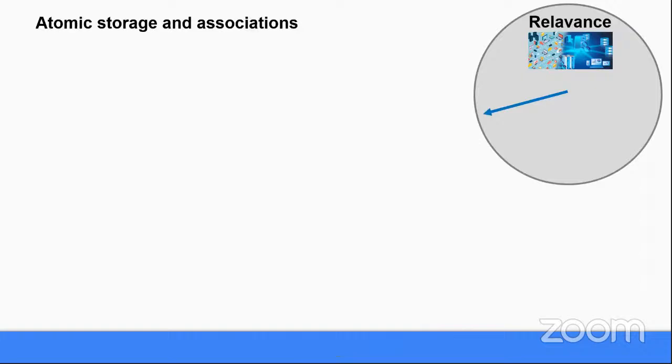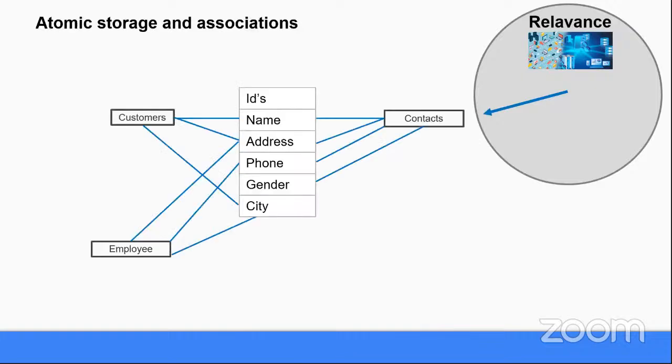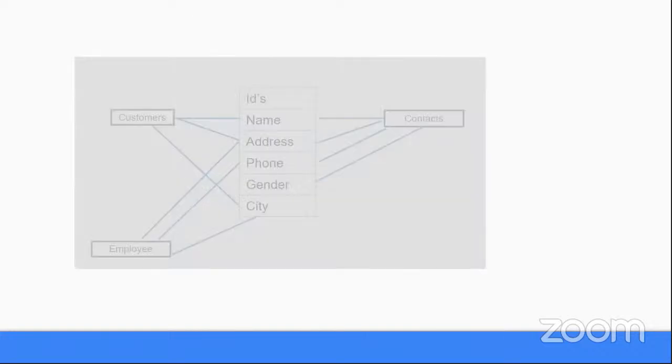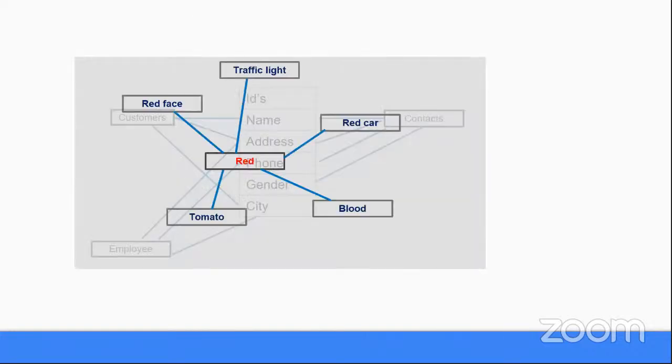On top of this step, it does the same with values. Red is only stored once, with relation to, for instance, a traffic light, a car, blood, or tomato. And even in names like Jim Smith and Jim Brown, Jim will be stored once, related to Smith and Brown.